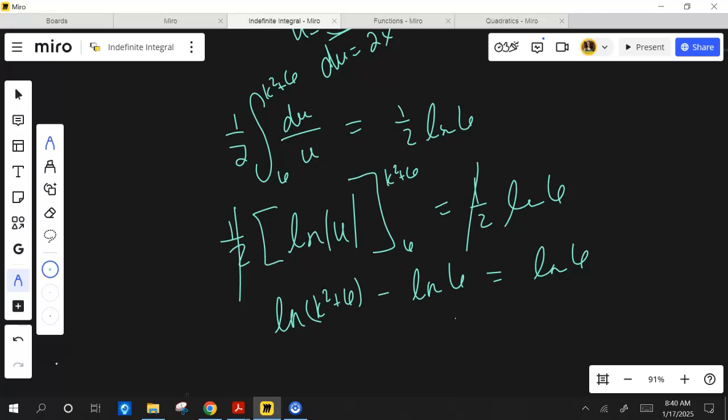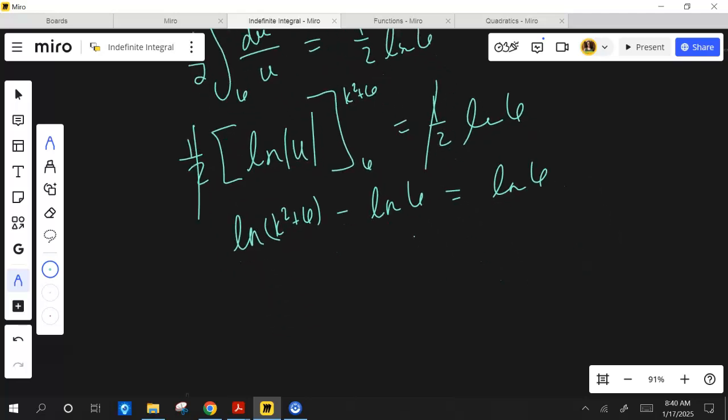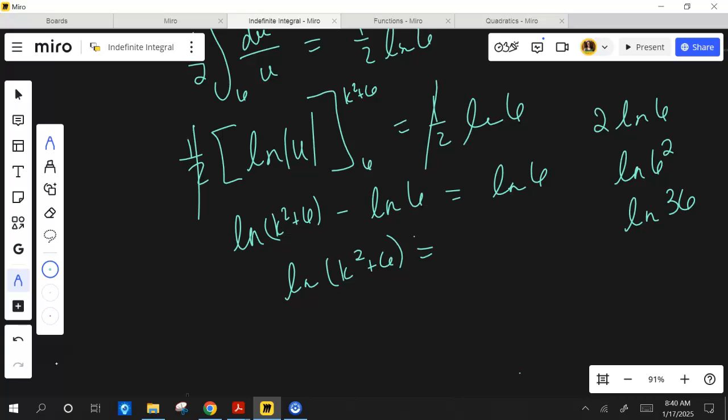Remember, I'm solving for k is what I'm doing. And I don't know if y'all remember back in pre-cal when we solved these kind of log equations. I'm going to add this over here so that I get 2 of these. Now remember, 2 log 6s is the same thing as log 6 squared, which is the same thing as log of 36.